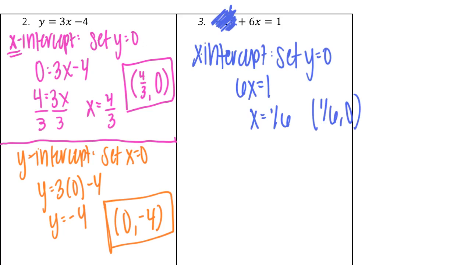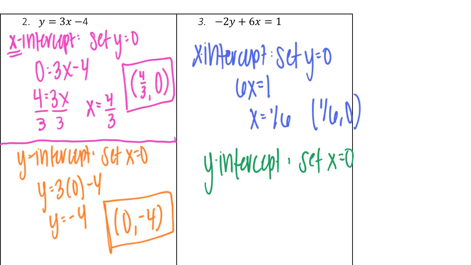Similarly, let's try it for the y-intercept. Remember, to find the y-intercept, we set x equal to 0. So go back up to your equation. If you plug in 0 for that x value, that whole second term is going to be gone. So you're just going to be left with -2y equals 1. Solve for y to get -1/2.